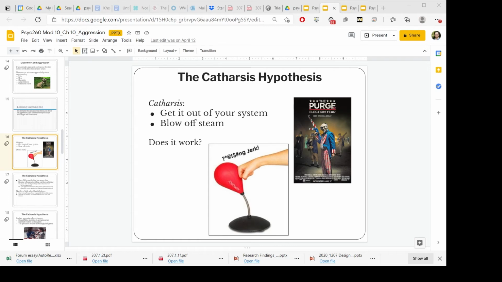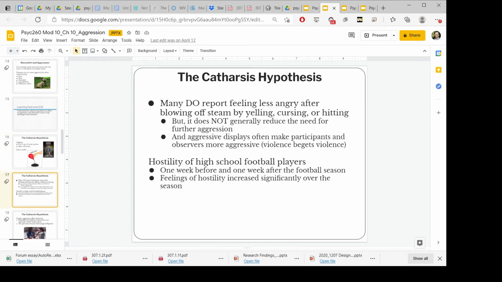So in reality, does that work? In reality, it doesn't work very well. When somebody purges their negative emotion by engaging in some small act of aggression or watching violent shows, sometimes it reduces anger in the short term, but it generally does not reduce the need for further aggression.